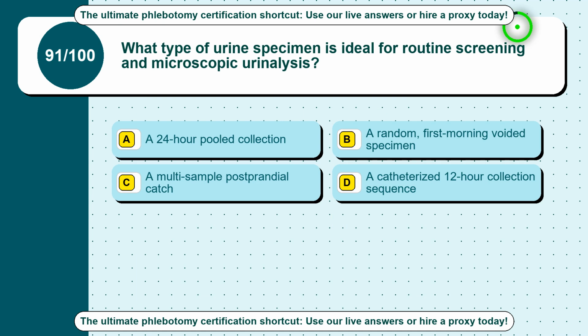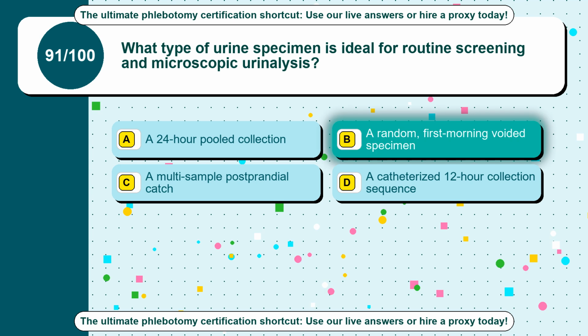Question 91. What type of urine specimen is ideal for routine screening and microscopic urinalysis? Option A. A 24-hour pooled collection. Option B. A random, first morning voided specimen. Option C. A multisample postprandial catch. Option D. A catheterized 12-hour collection sequence. The correct answer is option B.